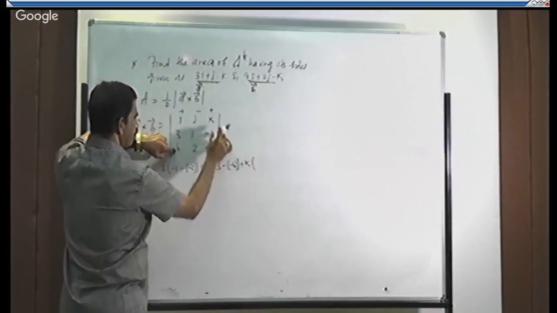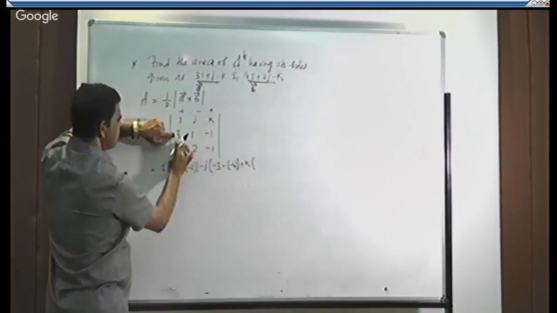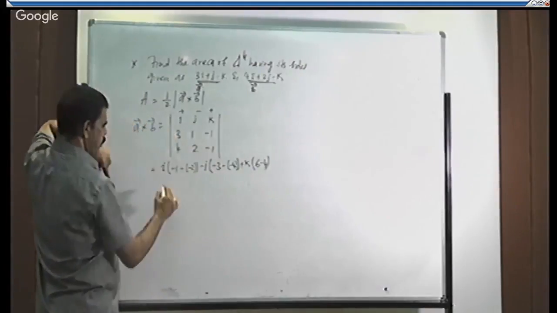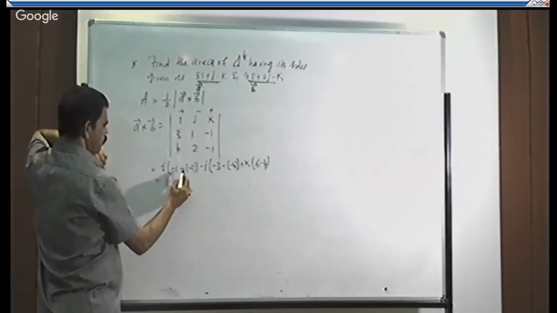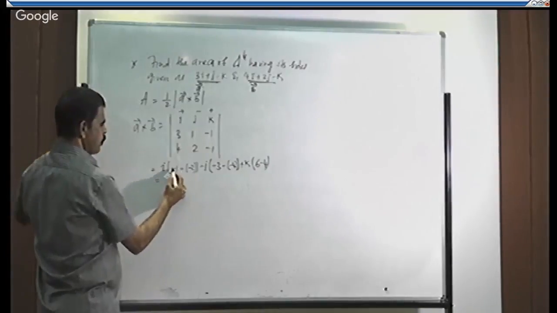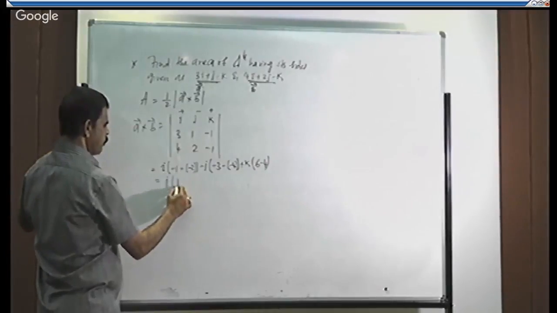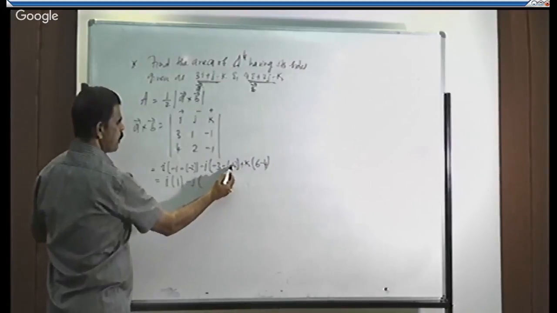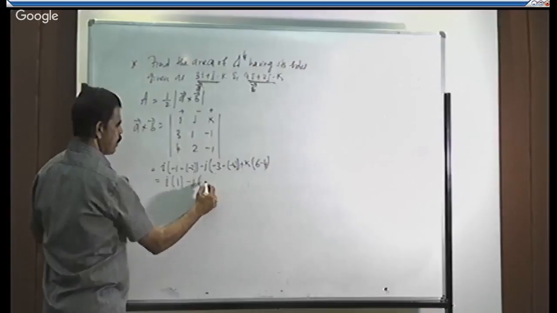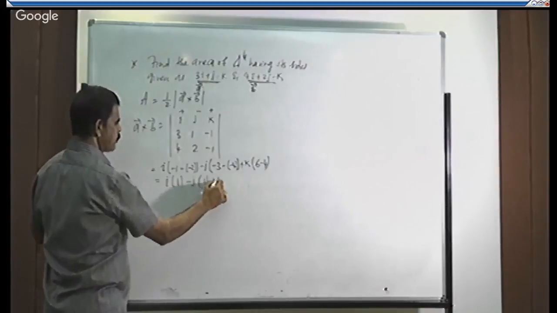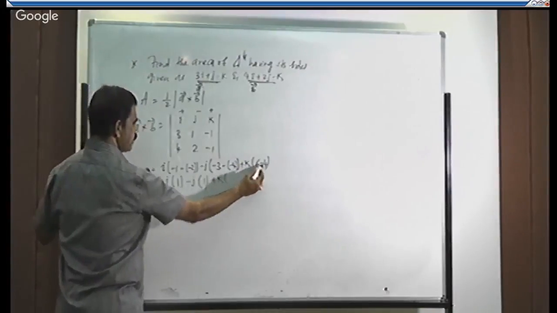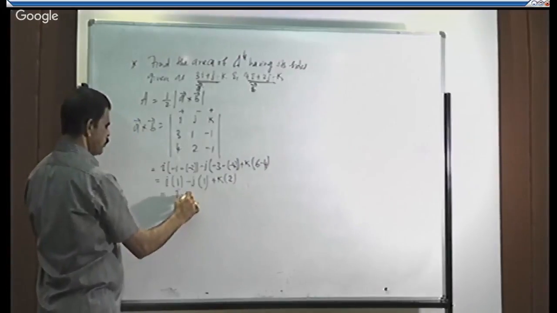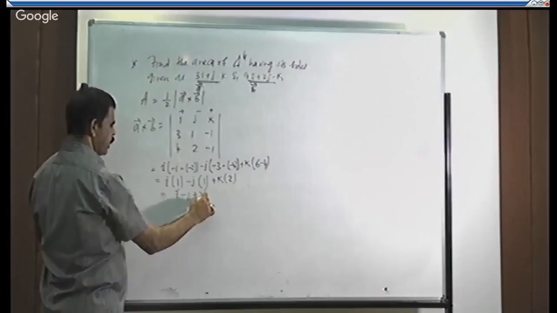Plus k into, leave this column and row, 3 2s are 6, minus 4 into 1 is 4. i into minus 1 plus 2 is plus 1. Minus j into minus 3 plus 4 is again 1. Plus k into 6 minus 4 is 2. That is equal to 1i minus 1j plus 2k.